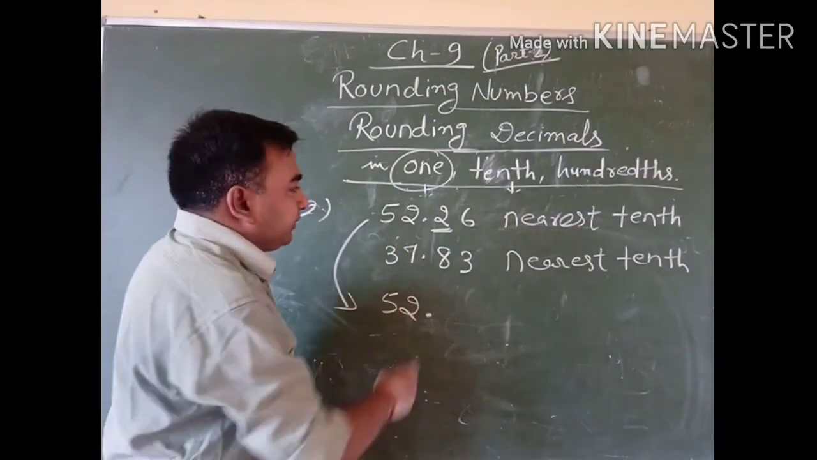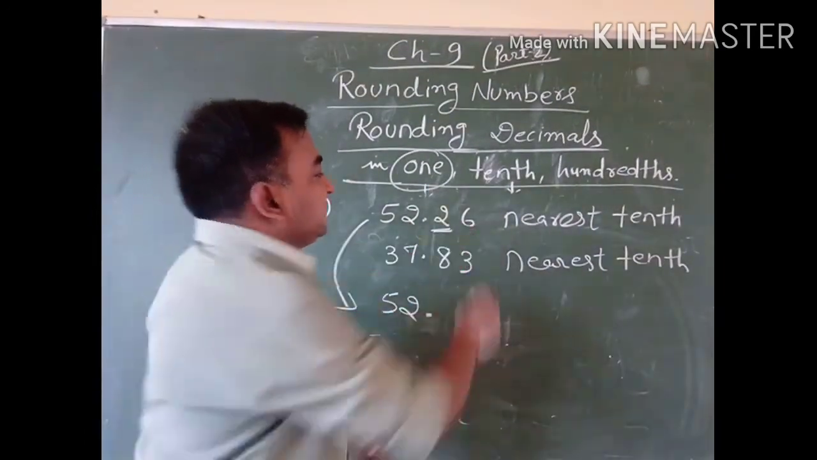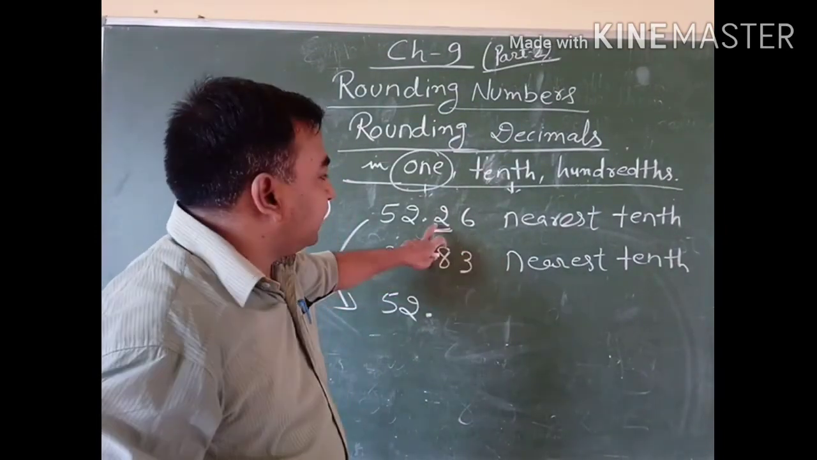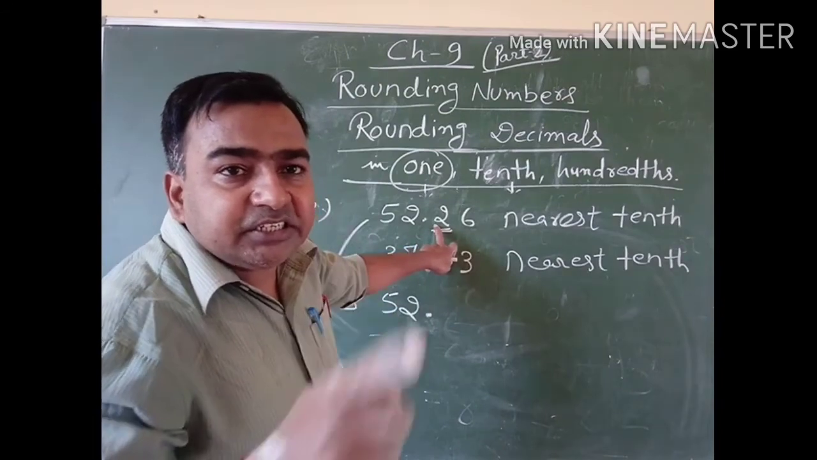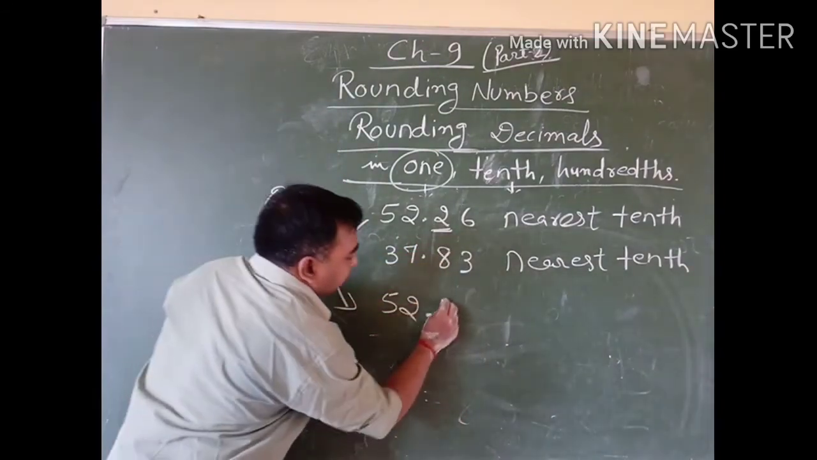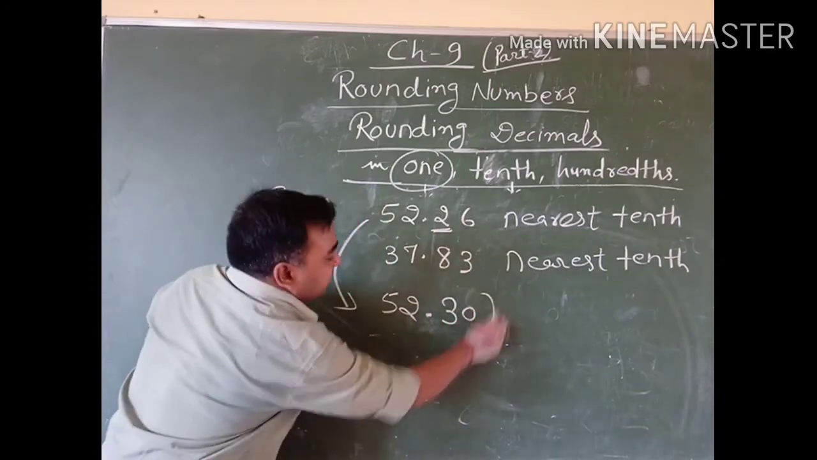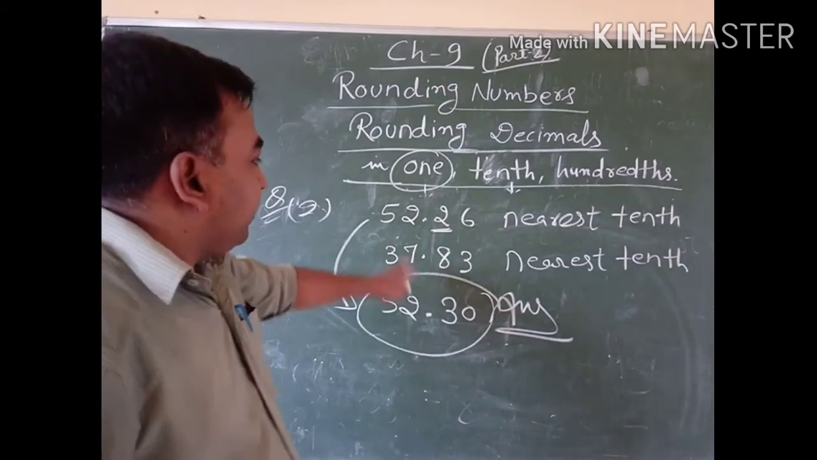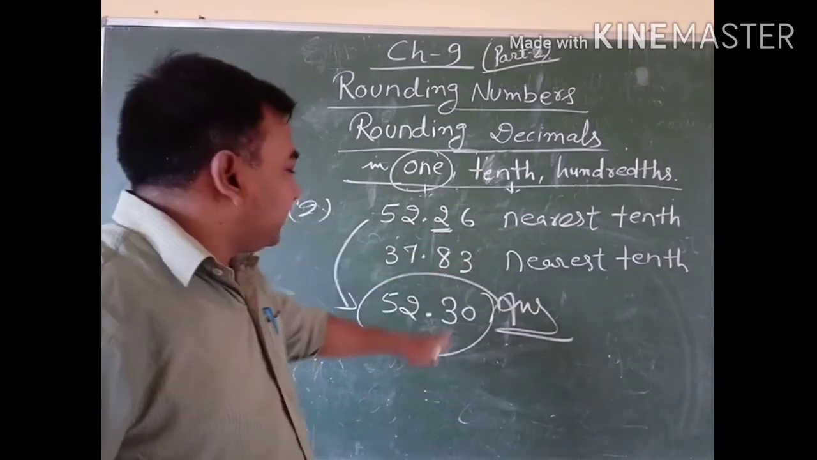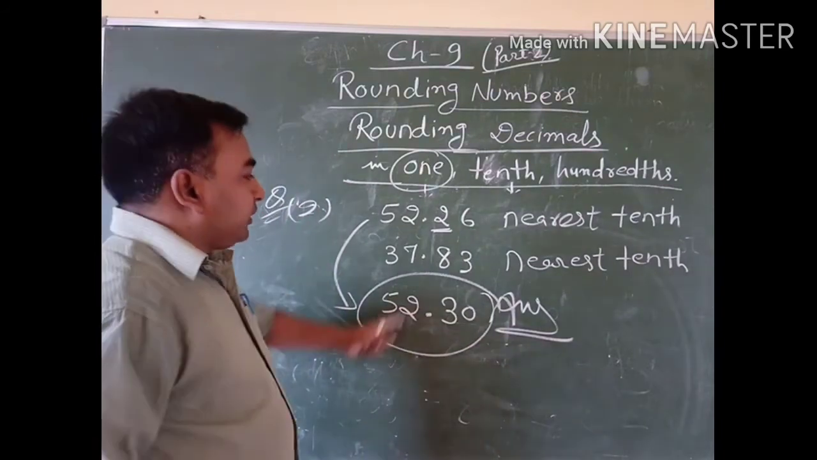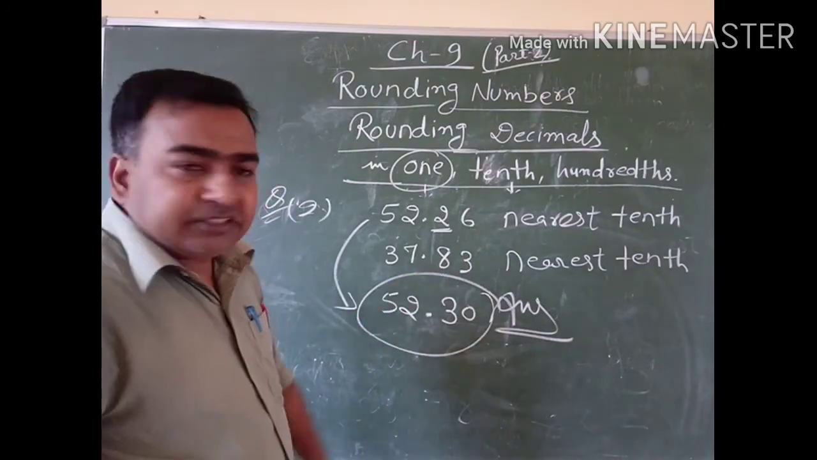So we will write this 6 replaced by 0, and the 10th place number is increased by 1. So we will write 52.30. This is our answer. This will be the answer: what will we write for 52.26? 52.30. Okay. The same question we will solve like this.